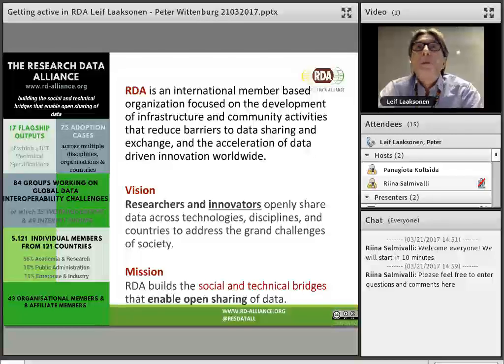Let's talk a bit about the RDA. And it's important to understand that RDA is an international member-based organization. RDA is not only Europe, it's not only US, and it's not only Australia. It's a global enterprise, really. And it's an international member-based organization focusing on the development of infrastructure and community activities that reduce the barriers of data sharing and exchange and the acceleration of data-driven innovation.